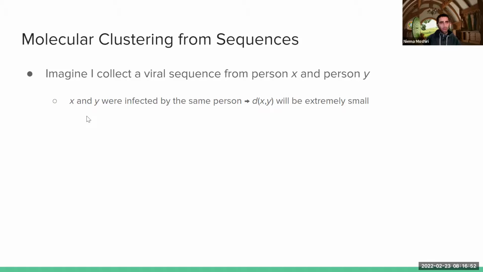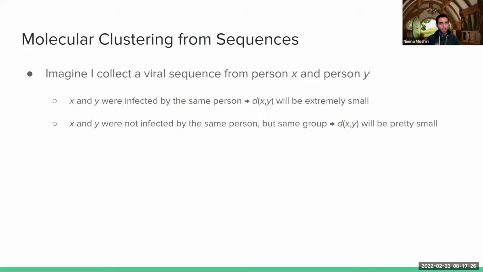Okay, so one scenario is, what if X and Y were infected from the exact same person? If both of these individuals were infected by the same person, the pairwise distance between their viral sequences will be extremely small, because there was just not very much time for the virus to mutate between those two transmission events. Does that kind of make sense?